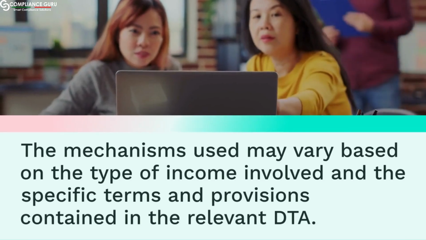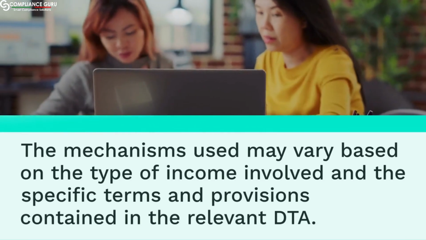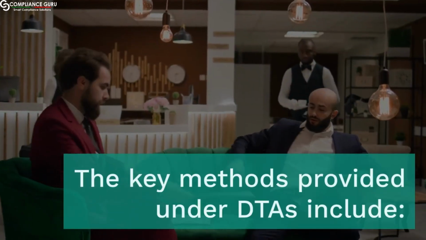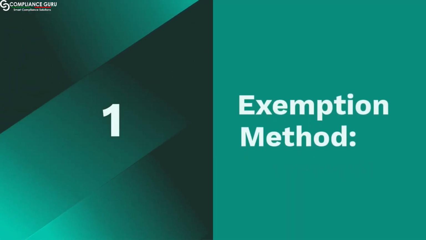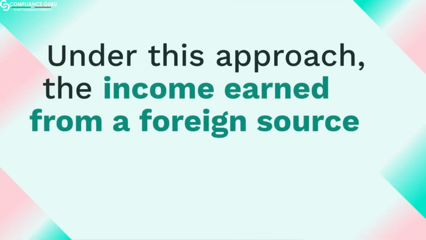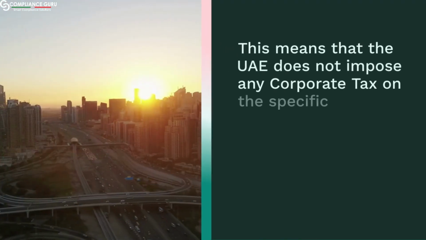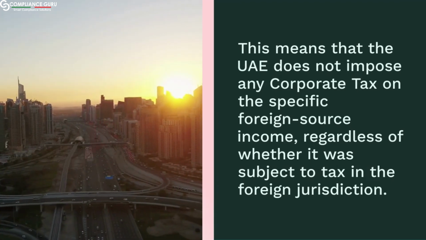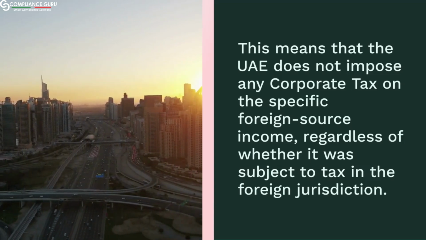The mechanisms used may vary based on the type of income involved and the specific terms and provisions contained in the relevant DTA. The key methods provided under DTAs include: 1. Exemption method. Under this approach, the income earned from a foreign source is exempt from taxation in the UAE. This means that the UAE does not impose any corporate tax on the specific foreign source income, regardless of whether it was subject to tax in the foreign jurisdiction.